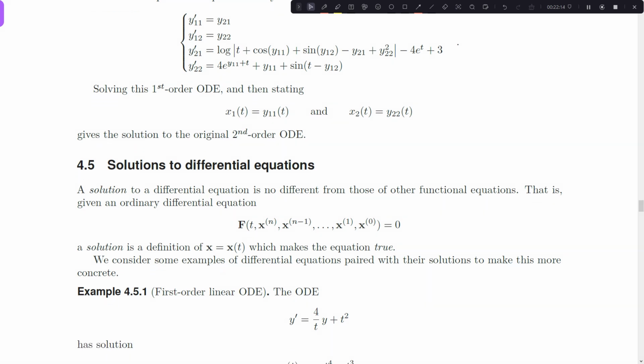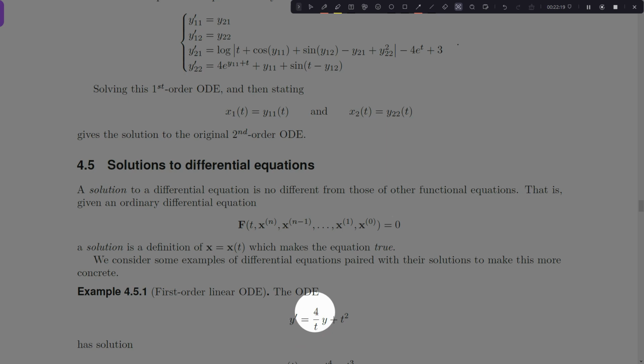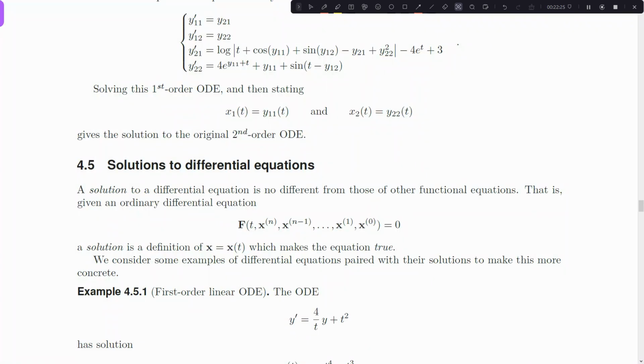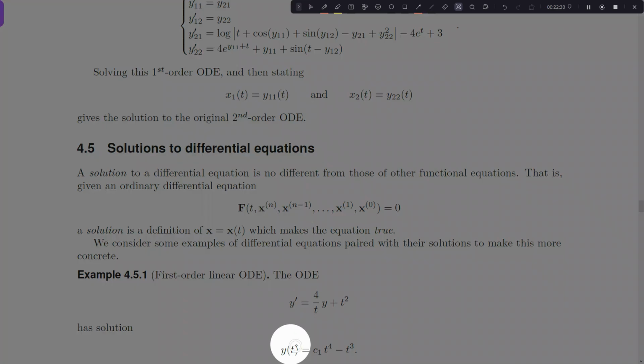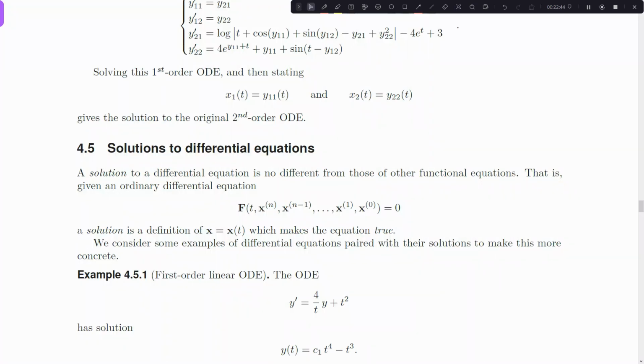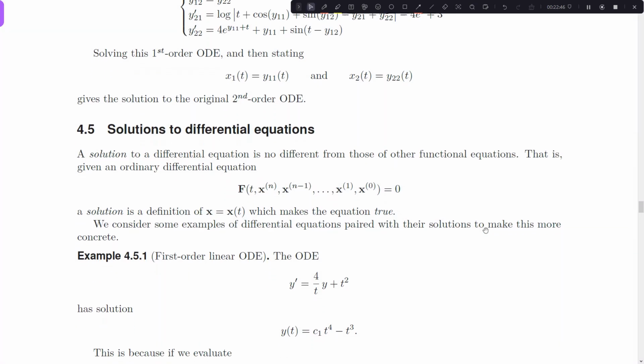So let's look at some examples of these. If I look at the ODE, y prime is 4 over t times y plus t squared, I'm going to make a definition. I'm going to define a possible candidate y, and this y will be c1, any constant, t to the 4th power minus t cubed, okay? So if I just start with that, I say I'm going to define y to be like this. Now I need to verify the equation is true.